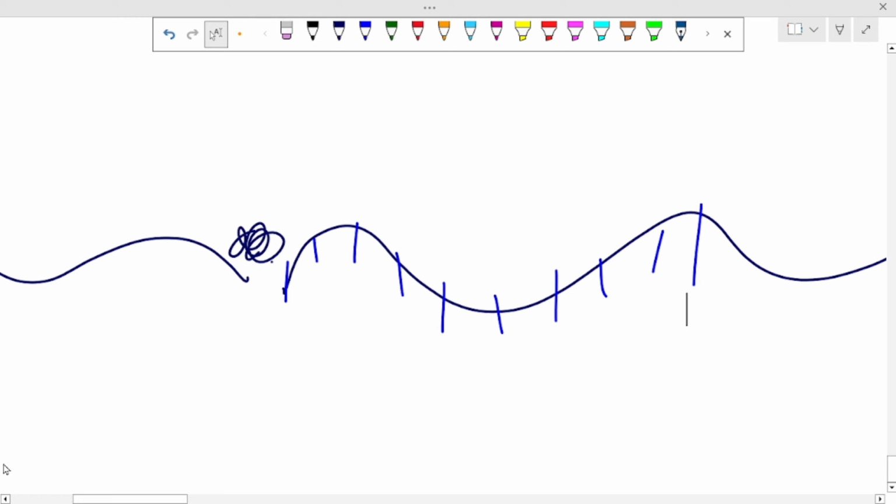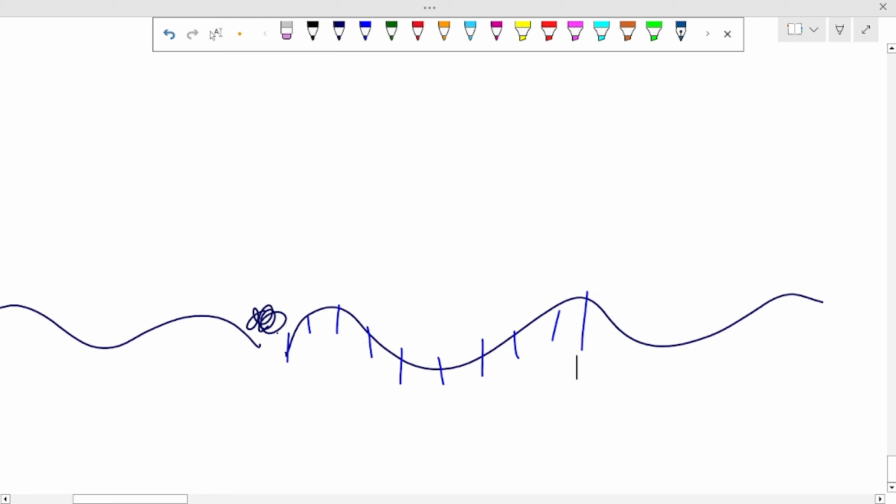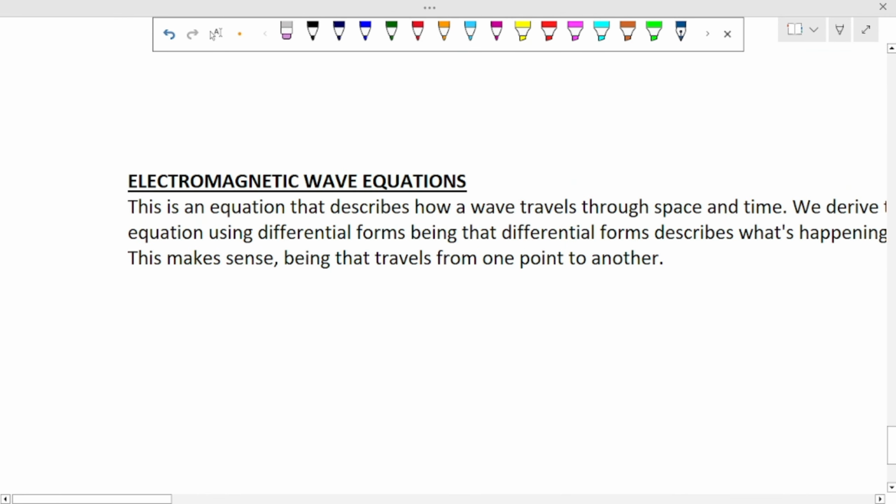Now this is where we need an equation to describe how wave travels. The equation will help us to describe how wave travels. So how do waves of electric field travel? That's the wave equation for the electric field. Then how do waves of magnetic field travel? That's the wave equation for the magnetic field. So that means we'll have two equations here.